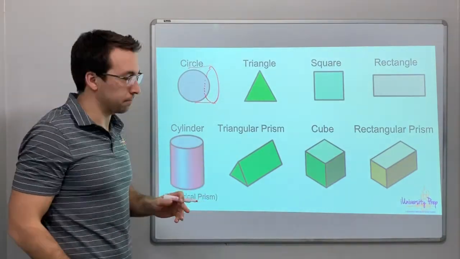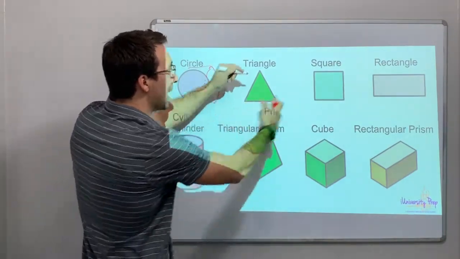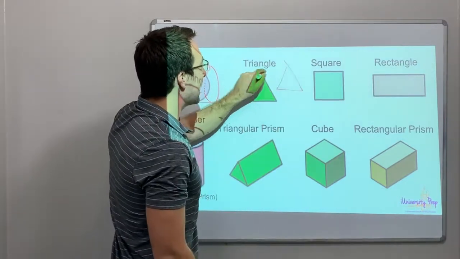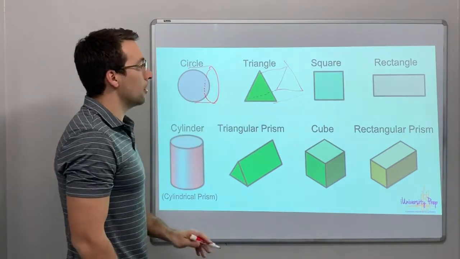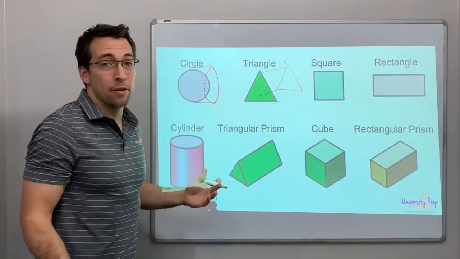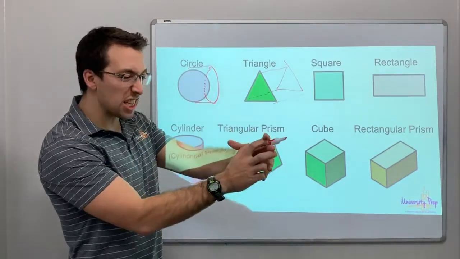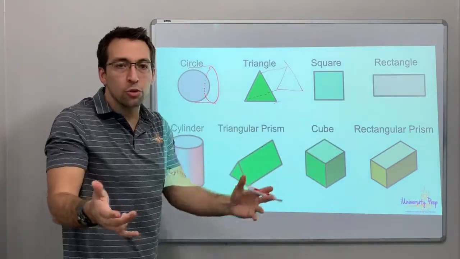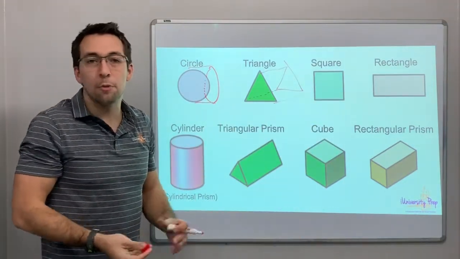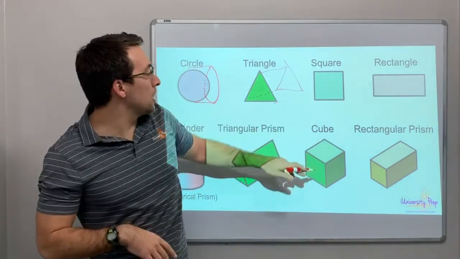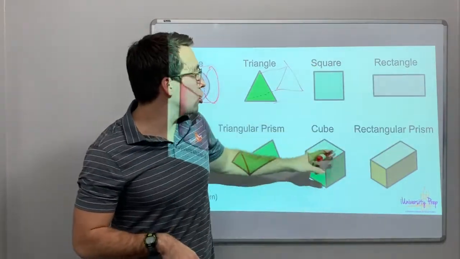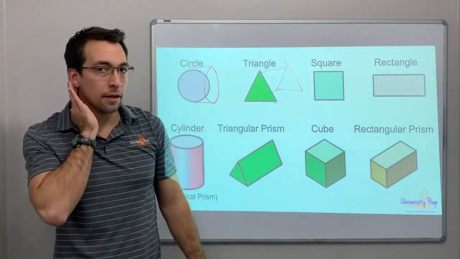Either way is fine. If you have two triangles and then you connected them, right? And this would be right there. Then you have a triangular prism. You can take a shape and then just elongate it and turn it into a three-dimensional figure, and it's called a prism. Okay? Now, what's the difference between a square and a rectangle, a cube and a rectangular prism?